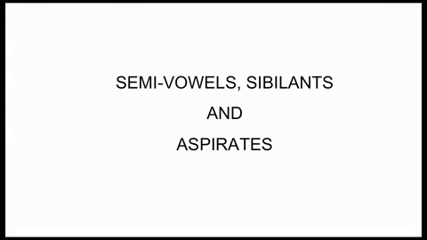That completes the 5 consonant groups. What remains are the semivowels, sibilants, and aspirates. Let's find out what they're about. The semivowels are so called because they are based on the in-between or transition sound when moving from a vowel to the Sanskrit vowel a.